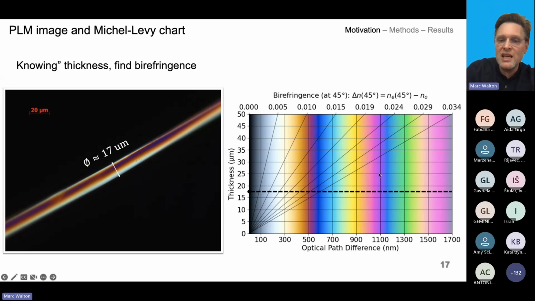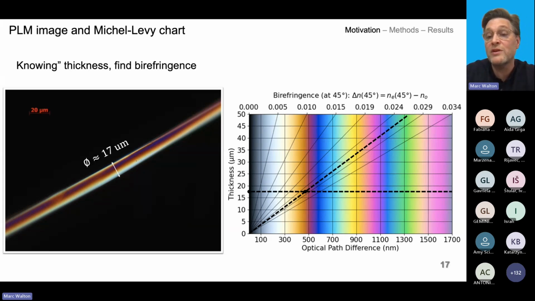So what we're seeing here in this Michel-Levy chart, which is the type of chart that microscopists will use to understand what the birefringence is, we can take a look at the color of that fiber, and we can match it up with the Michel-Levy chart, and we can say, oh, okay, we draw a radial line that's going from the origin out to this axis up here, and we can see that we have a birefringence of around 0.025.